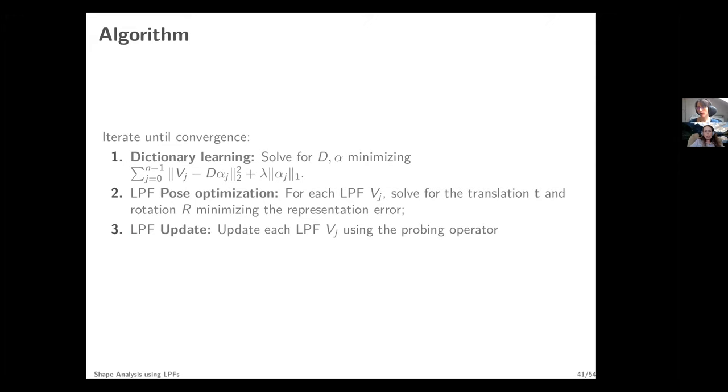And then the way we solve this minimization is just by iterating until convergence, the dictionary learning step. So solve for D and alpha, dictionary and coefficients, then try to optimize the pose of the LPF so that you're still trying to optimize this representation error. So you try to make the LPF look as close as possible to its decomposition. And then the third step is to perform an update of the local probing fields by taking the new pose of the generic patterns and recomputing the LPF.